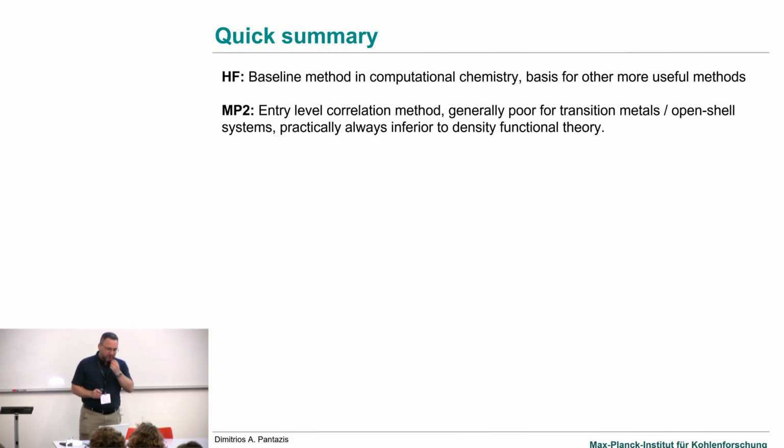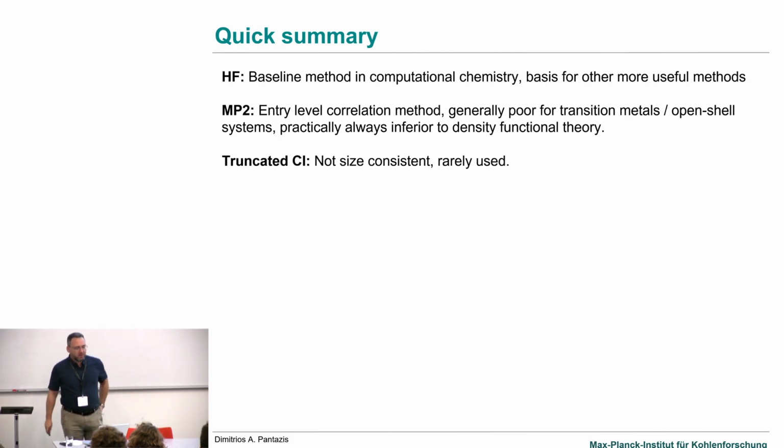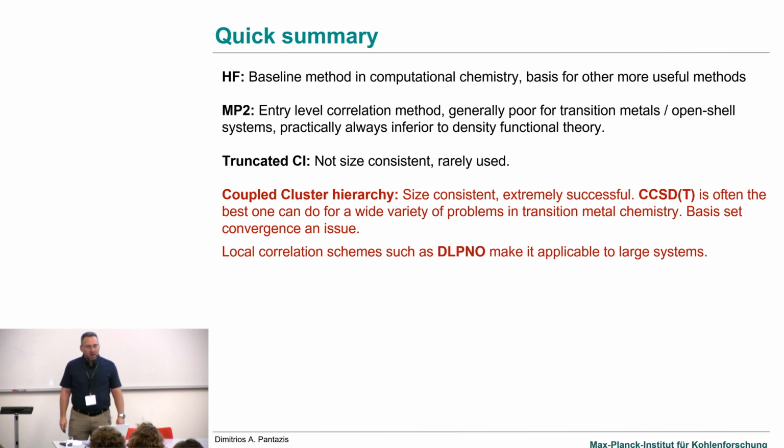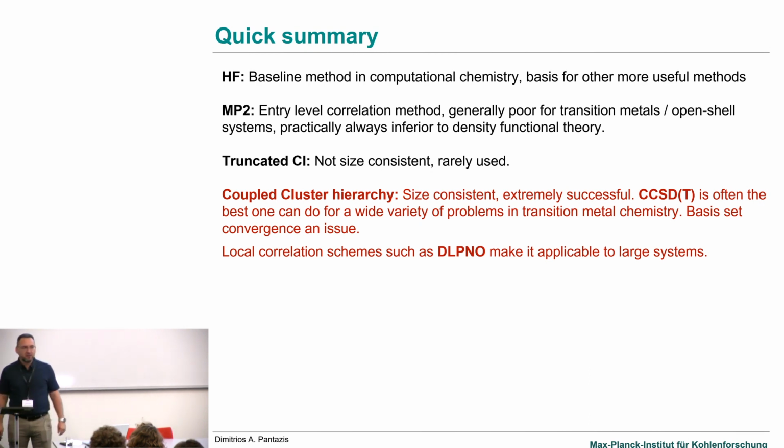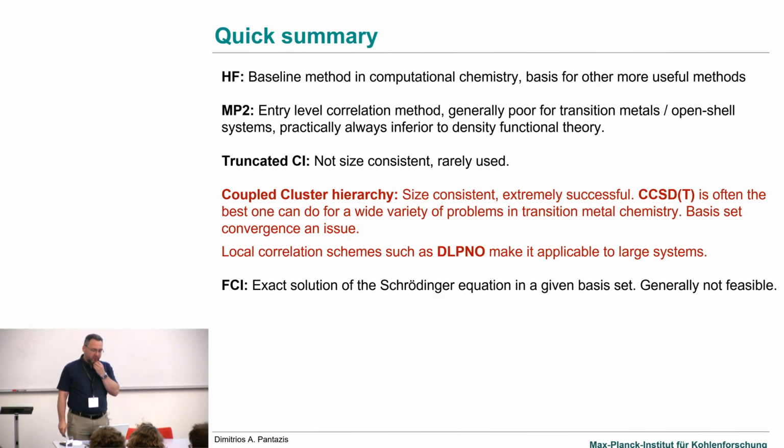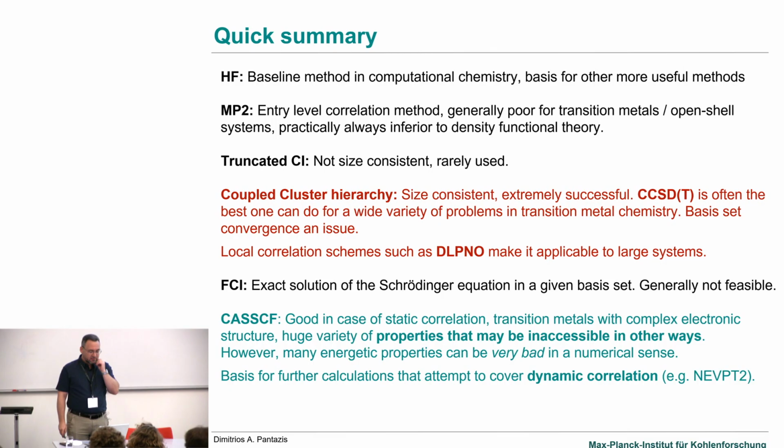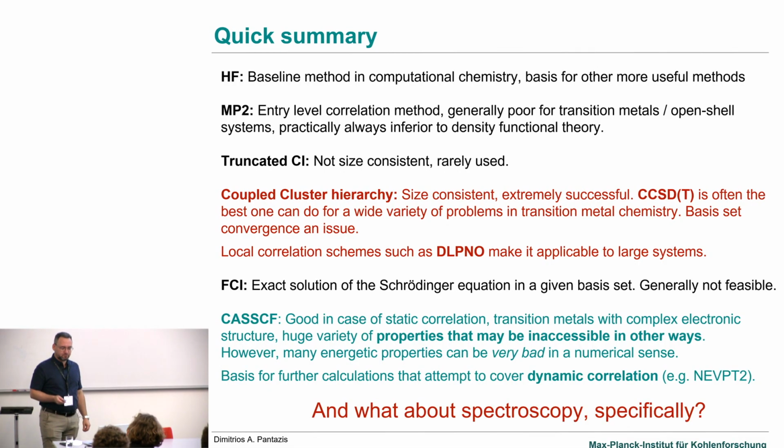So we have this kind of sequence where Hartree-Fock and MP2 are not really useful for transition metal chemistry, but you should know about them. Then we have the coupled cluster hierarchy, and that's quite useful for transition metal chemistry. And then we have CASSCF and related techniques that attempt to recover the dynamic correlation, because CASSCF is also not a method that recovers the dynamic correlation. And these are really useful for specific types of spectroscopy.